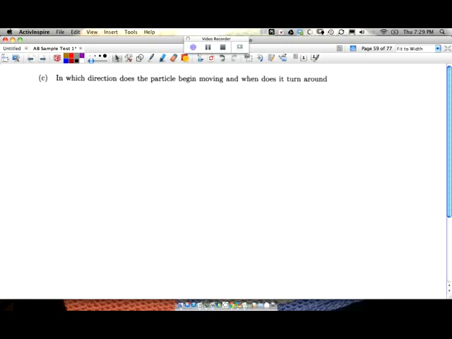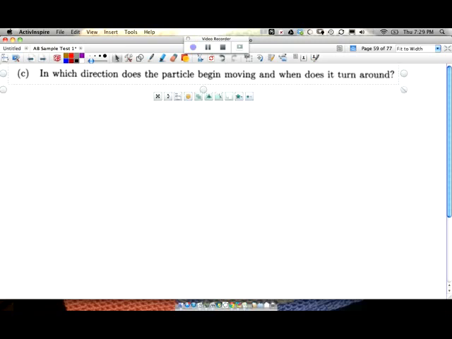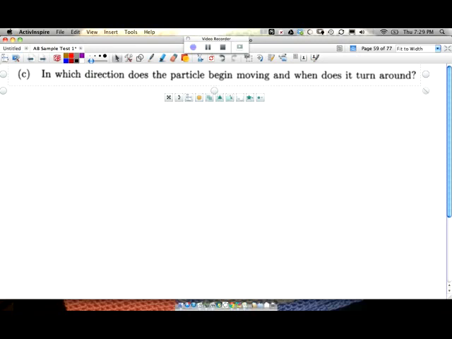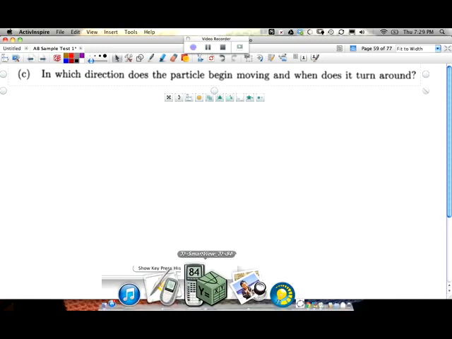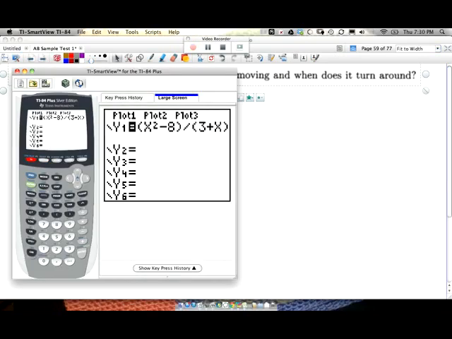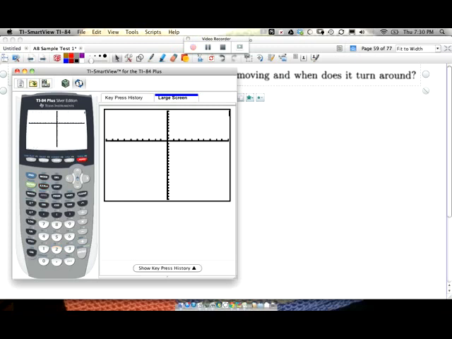In which direction does the particle begin moving, and when does it turn around? All right, so interesting note here. We have a calculator, so let's use it. So I'm going to go ahead and draw v of t, which would be 3t squared minus 12t, or in this case x. So let's graph it.